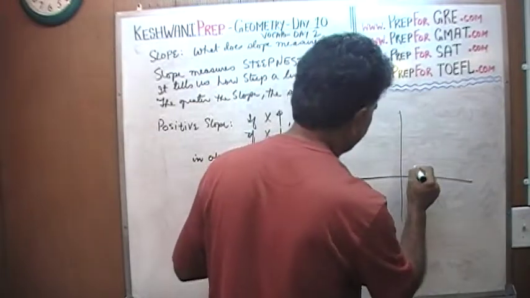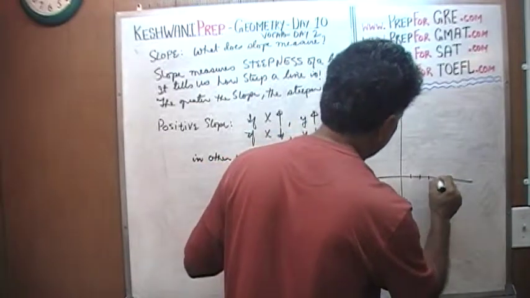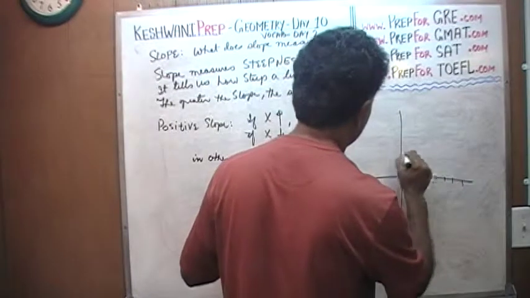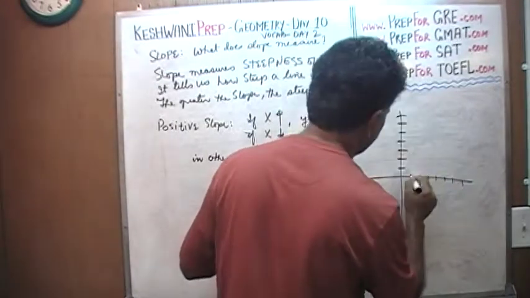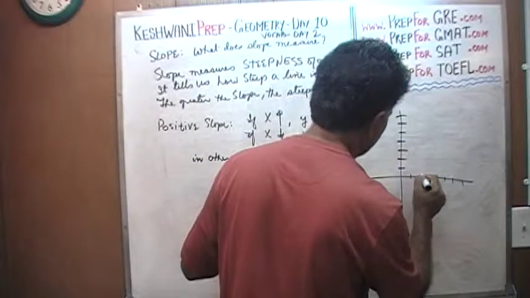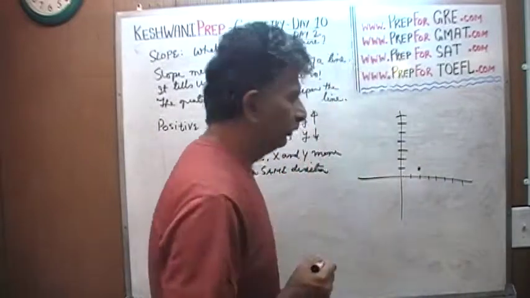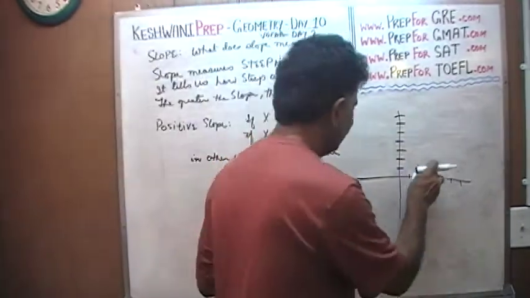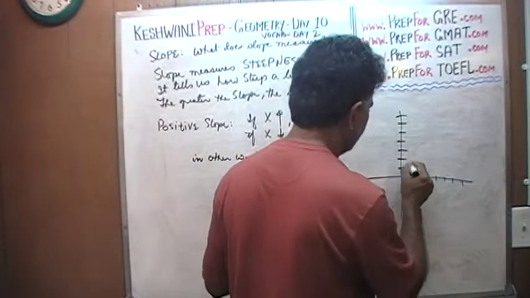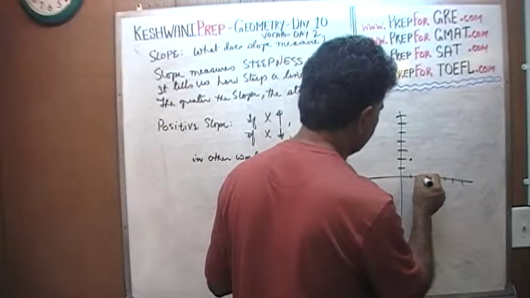Let's say we start out with the points such as this one. 1, 2, 3, 4, 5, 6, 7. 1, 2, 3, 4, 5, 6, 7. Let's say we start out with some points. When x is 1, y is 2. When x is 2, y is 4.